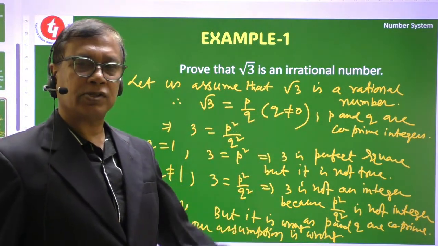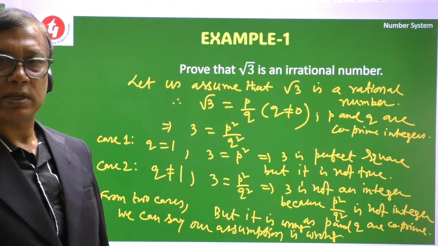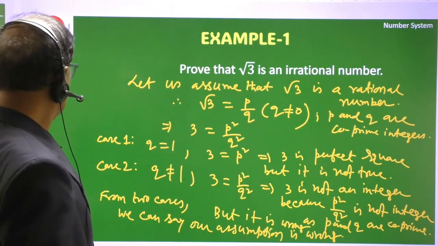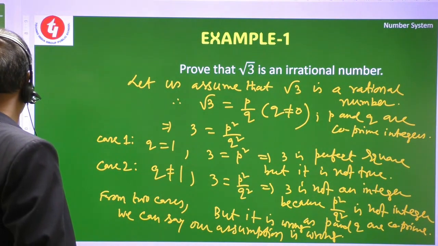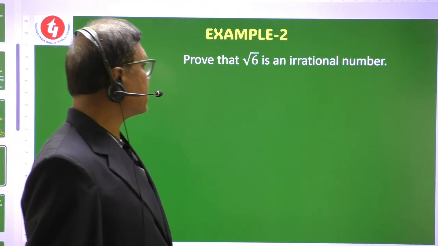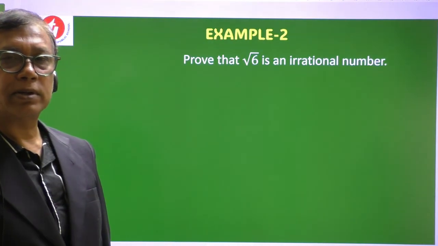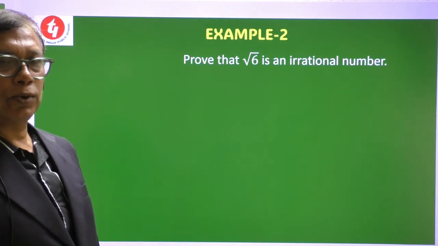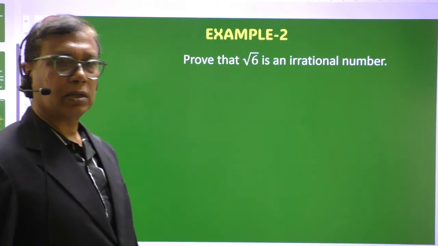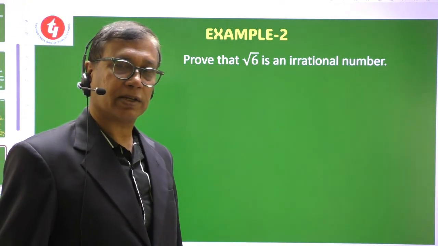Since our assumption is wrong, we can say root 3 is an irrational number. Yes or no? I think this part is clear. Now take one more example. Say root 6 we have to prove as an irrational number. Root 3 was a prime number, but 6 is not a prime number, but it is a non-perfect square integer.